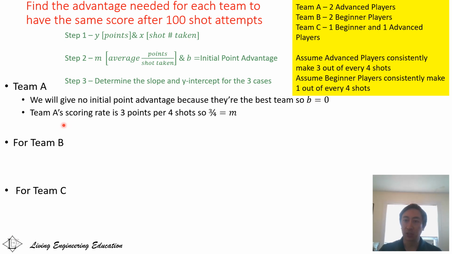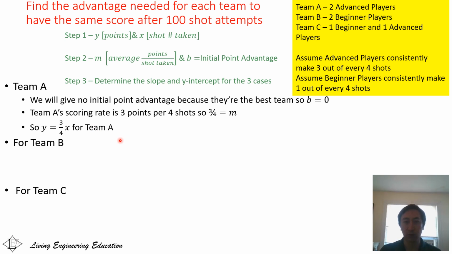Now we need to figure out the slope for team A. Well, they have 2 advanced players. We know they make 3 out of 4 shots. So that's going to be the slope, 3 out of 4. So 3/4 will be the slope. So this one's easy. The linear equation for team A will just be y equals 3/4 x, where y is the number of points and x is the number of shots taken.